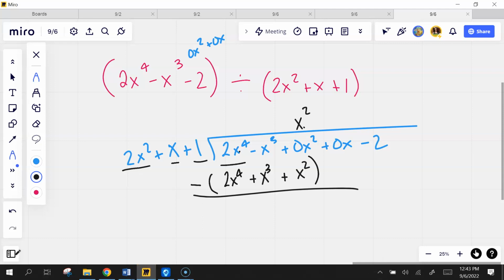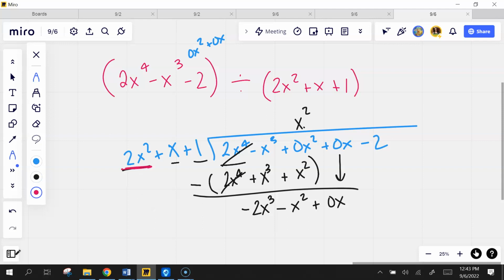2x to the fourth minus 2x to the fourth is gone. Negative x cubed minus x cubed is what? Negative 2x cubed. 0x squared minus x squared, negative x squared. Bring down the next term, because it's subtracting this. It's subtracting everything in there.